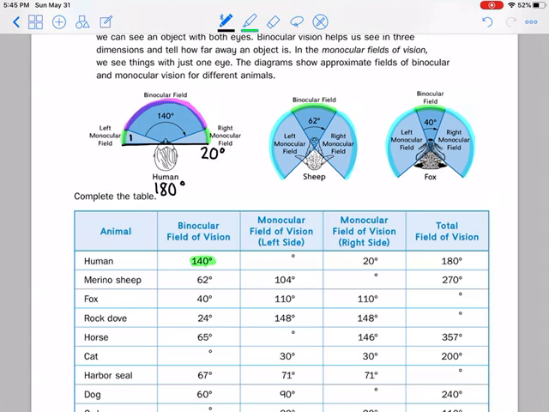So how can I figure out what this left side can see? Well, I can do 140 degrees plus 20 degrees, which would give me 160 degrees. Then I would subtract that from the total field of vision, which is 180 degrees, minus 160 degrees, and you would get 20 degrees. So a human's monocular field of vision is 20 degrees.